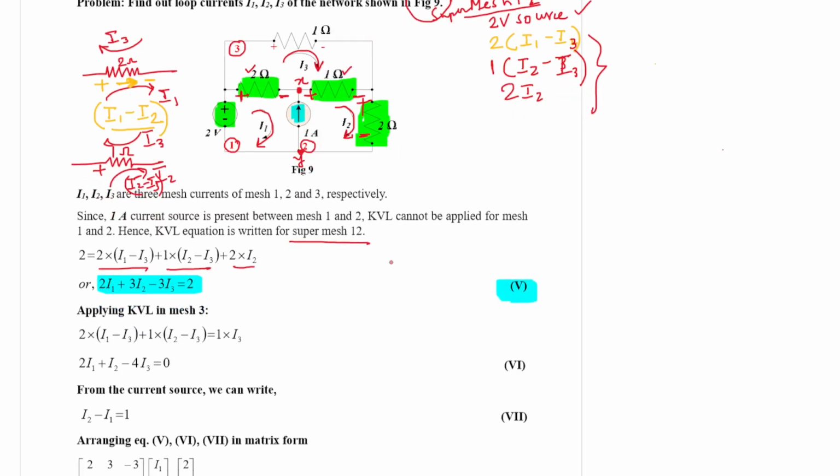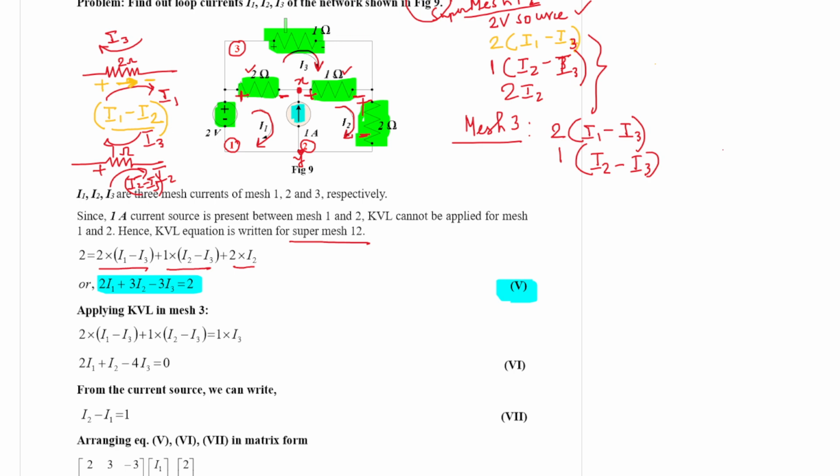Now if you consider mesh 3, again there are three potential drops. One is across this 2 ohm resistor, which is 2 into (I1 minus I3), with polarity as mentioned. The second one is 1 into (I2 minus I3), polarity as mentioned, and the third one will be this, the potential drop across the 1 ohm resistor.